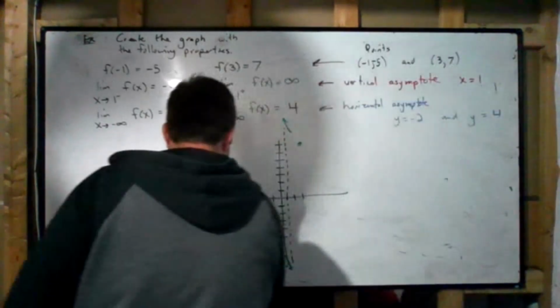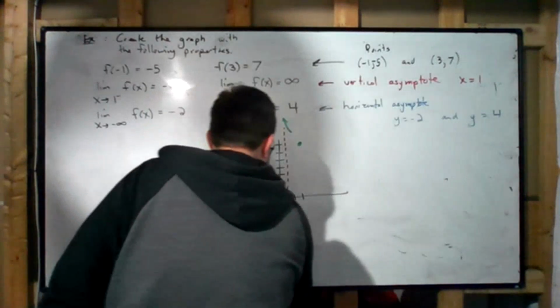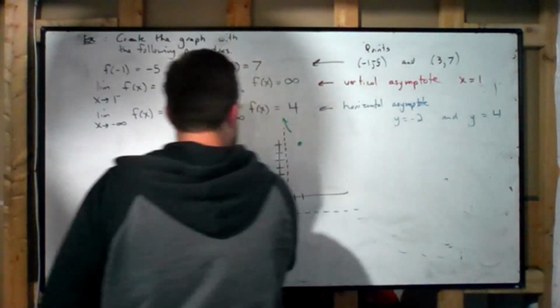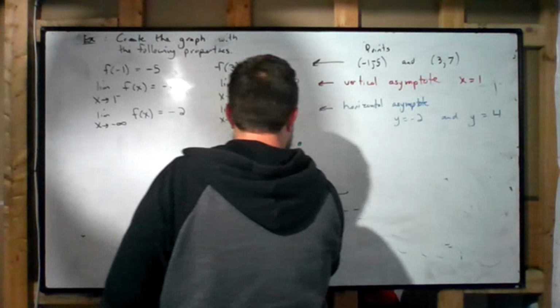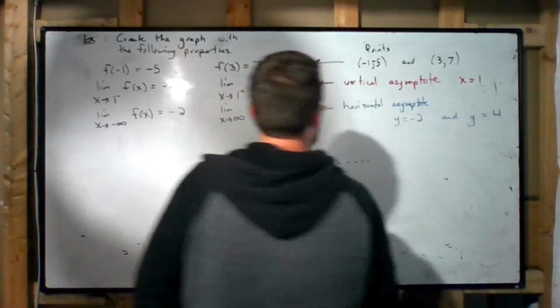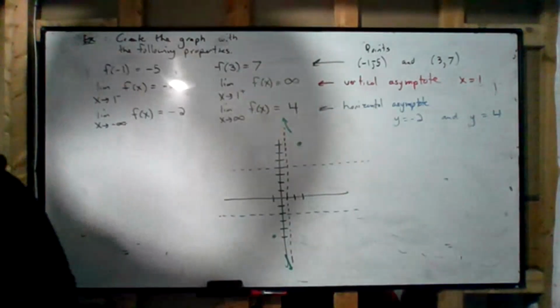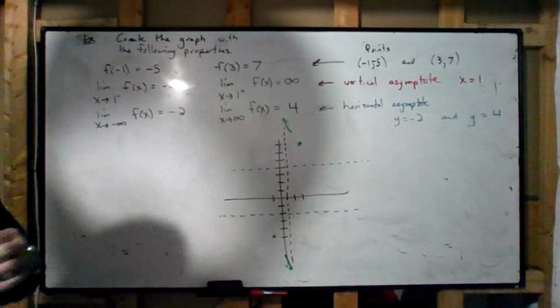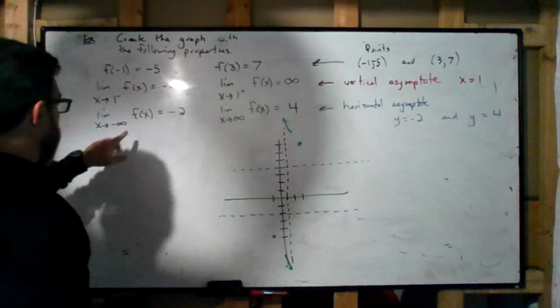So I have a horizontal asymptote at -2. I also have a horizontal asymptote at 4. The only way for this to happen is if it's a piecewise function. I could create something to make it work, but it's fine. Okay, now let's see what that means.